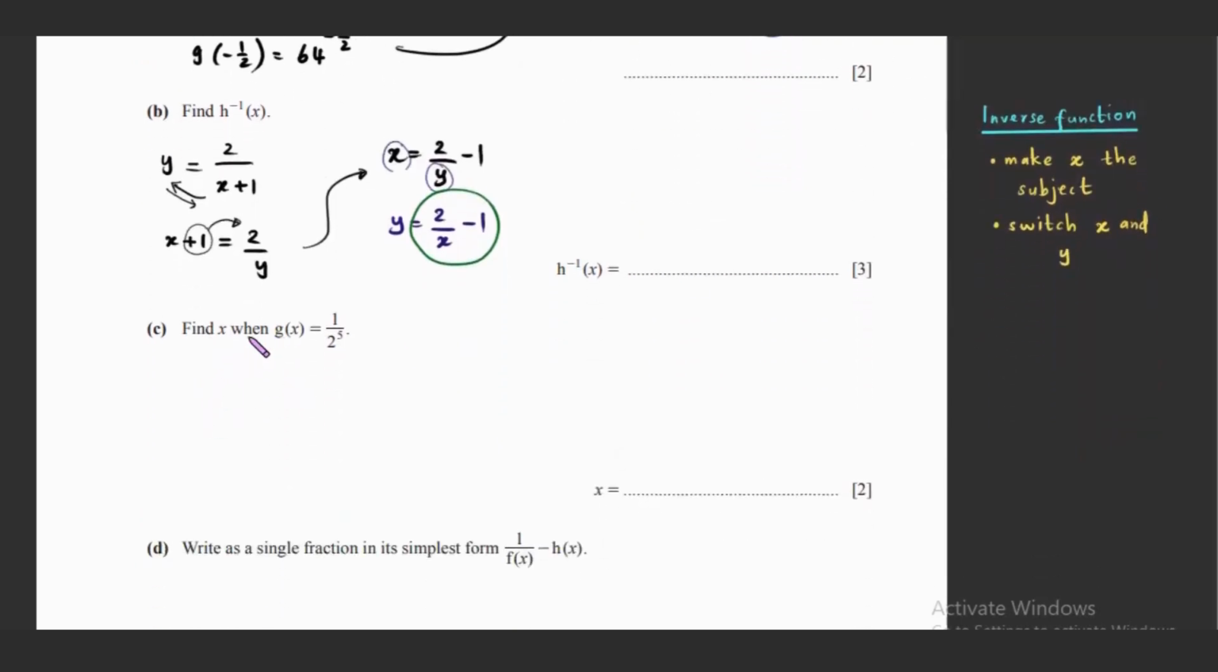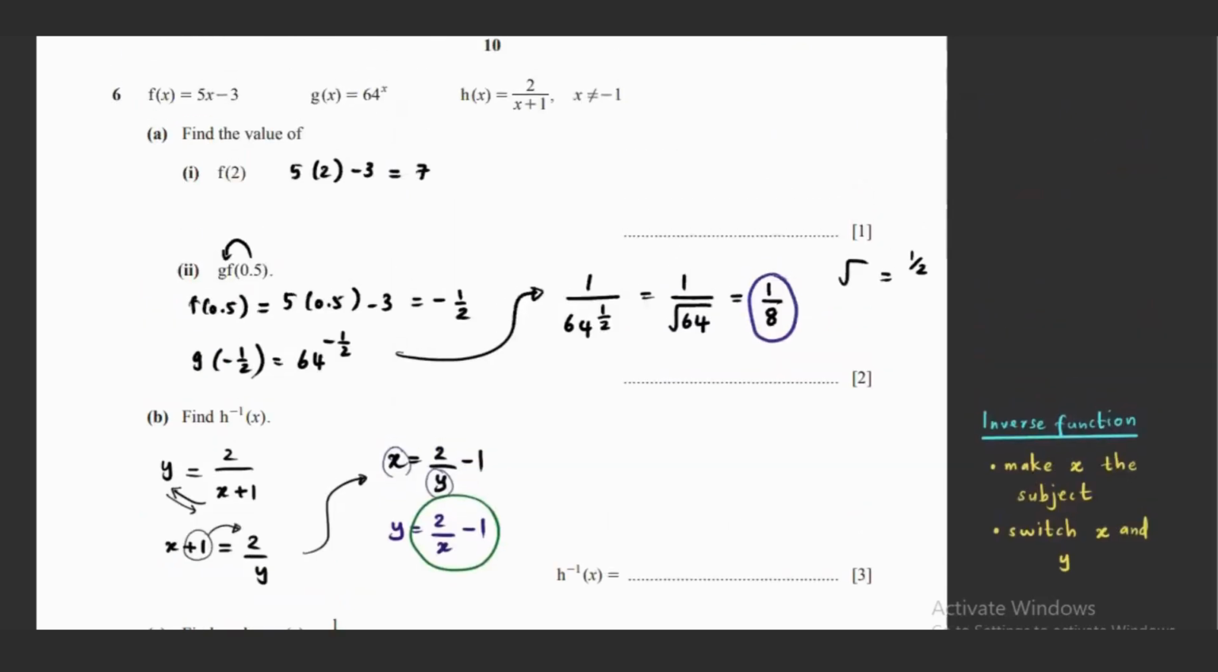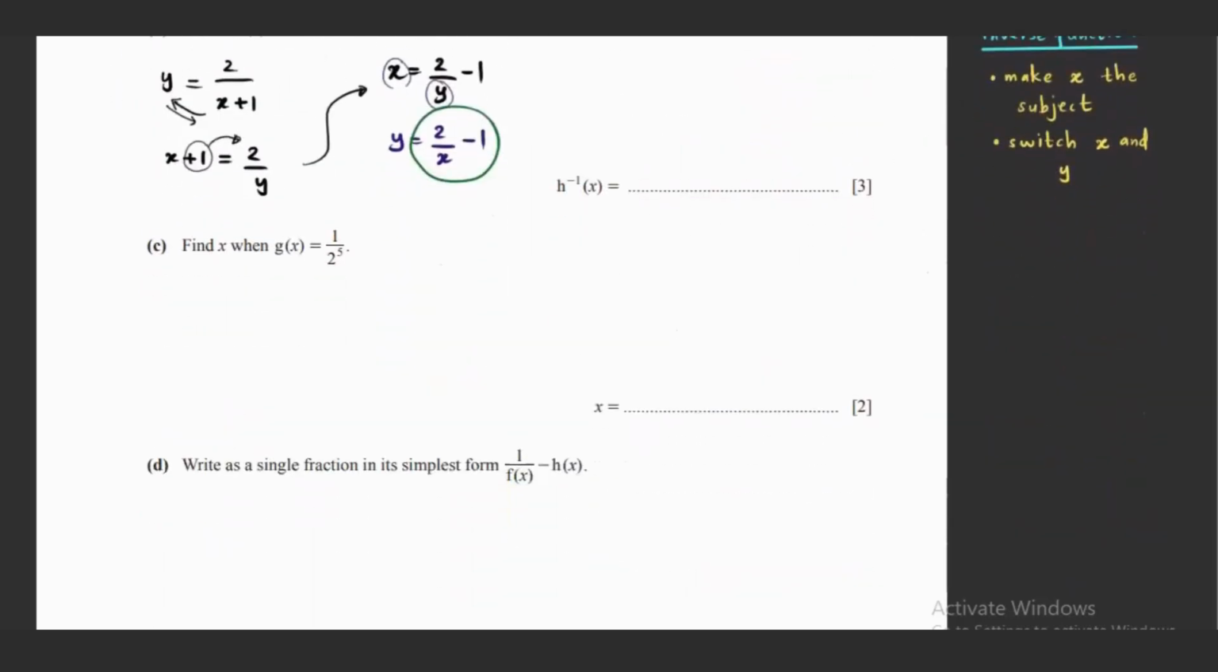We need to find, okay, so we have an equation that is given, g of x is equal to 1 over 2 to the power 5. We need to find what x is. Well, the g of x function is known to us, which is 64 to the power x. So I can write it as 64 to the power x is equal to 1 over 2 to the power 5. Now I'm going to get rid of this fraction here. So that is to bring the denominator that we have here to the numerator.